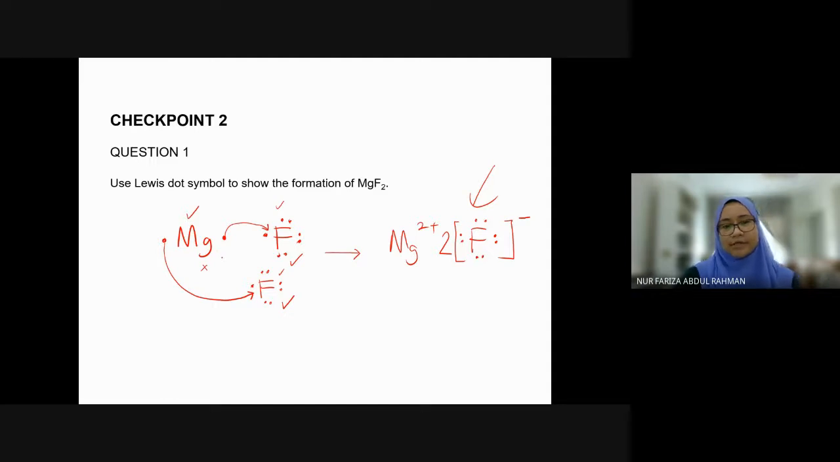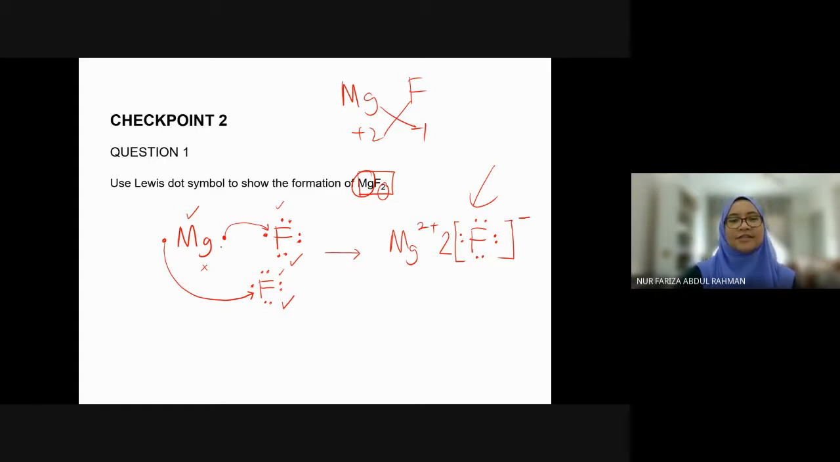Faham ya? Ataupun this is how it should be lah. Just to check, from the chemical formula itself, that means this is positive 2, this is minus 1. You must have 2 fluorine and 1 magnesium. This is just to check.